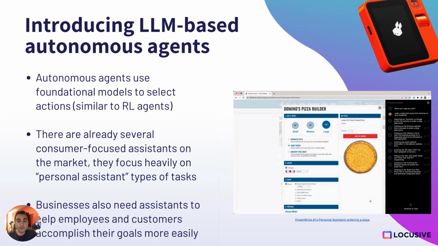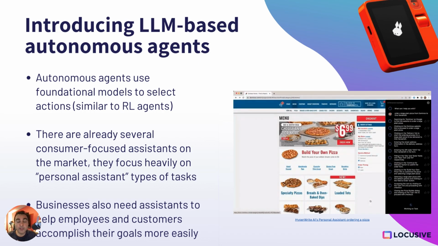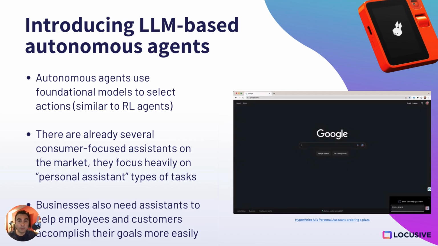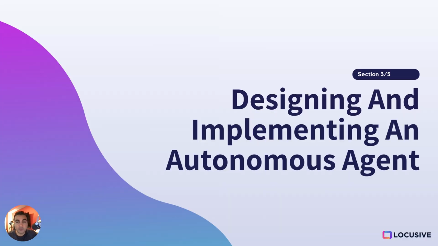These are consumer focused applications, but we are starting to see that businesses also need their own assistants, their own agents. What's great about business based applications is a lot of them have implemented APIs or other text based interfaces. And so that really allows LLM based applications to excel when it comes to things like interfacing with business apps. So now we'll talk a little bit more about designing and implementing an autonomous agent.